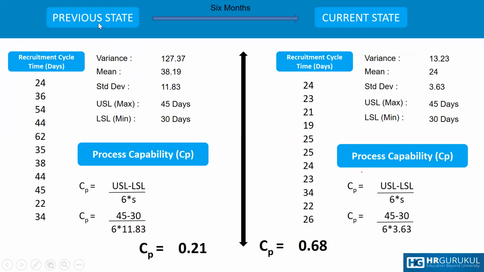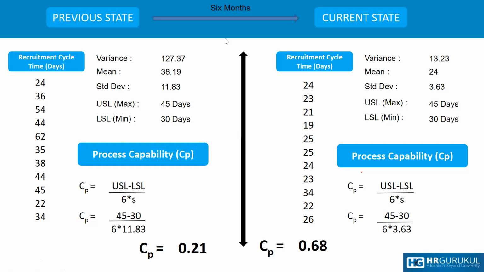And then after the intervention, when we applied those tools and used process improvement techniques, the cycle time drastically reduced. The variance you can see has reduced from 127 to 13. The standard deviation has also reduced, which ultimately resulted in better process capability. That is, the CP value increased from 0.21 to 0.68. So here we were able to prove to management that statistically the process has improved.